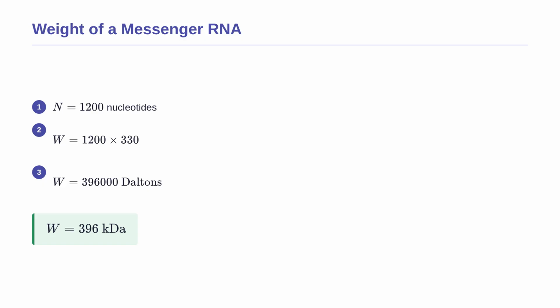Let us apply this formula to a specific messenger RNA molecule, freshly transcribed from a gene. Researchers find that this mRNA is exactly 1,200 nucleotides long. We want to determine its estimated molecular weight. We replace N with 1,200 and multiply it by our constant, 330. The resulting product is 396,000 Daltons, often written as 396 kilodaltons. Knowing this precise weight allows scientists to verify if they have successfully isolated the correct mRNA in the laboratory.